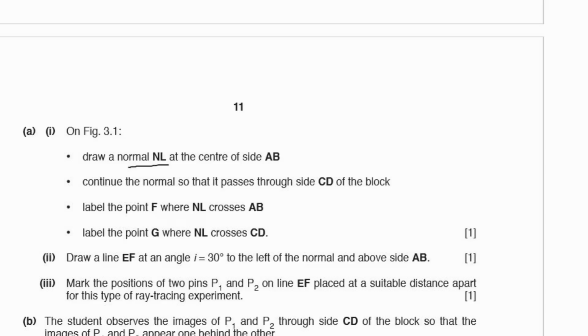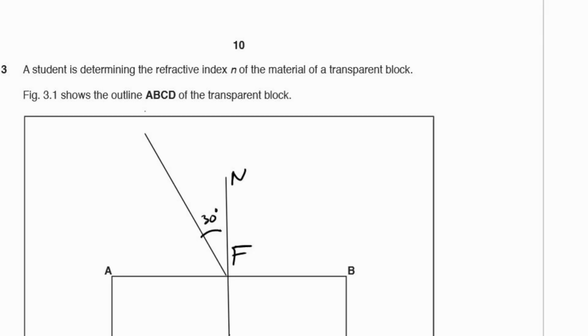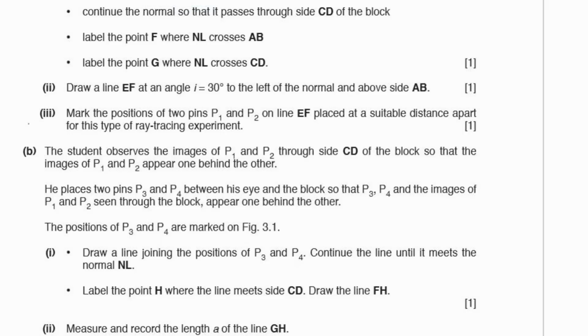Mark the positions of two pins, P1 and P2, on line EF. I still haven't labelled that line, EF. Okay, let's label it EF, then I'll come back to the next part. F's already marked, so I'll just put big E on the other side. Right, so we're still on this one.